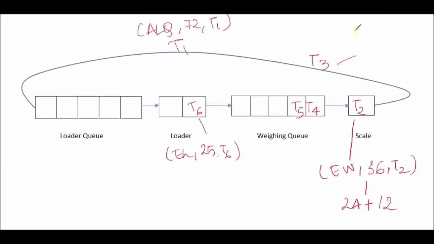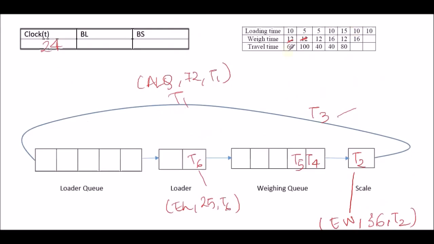Over here, only one thing is gone. So what's going to be? It's going to be arrive at the loader queue for truck T3. And this time is 24 plus 100 because 60 was already used for the previous thing. So this is going to be 240.